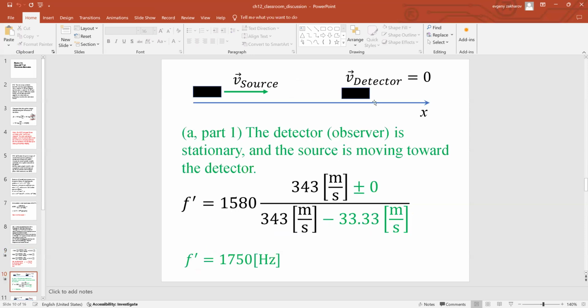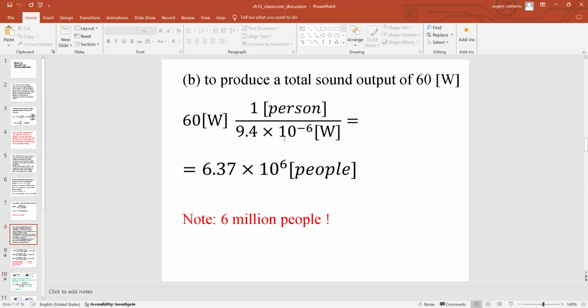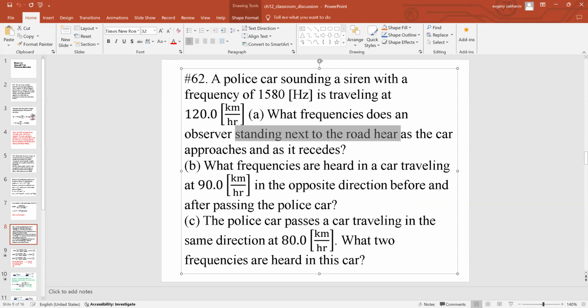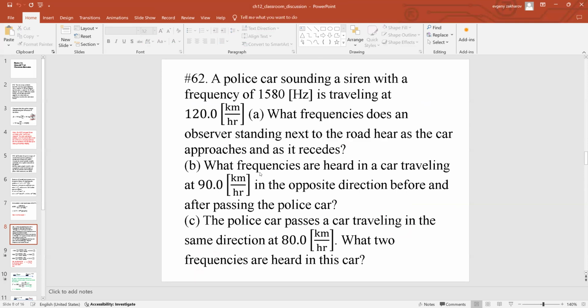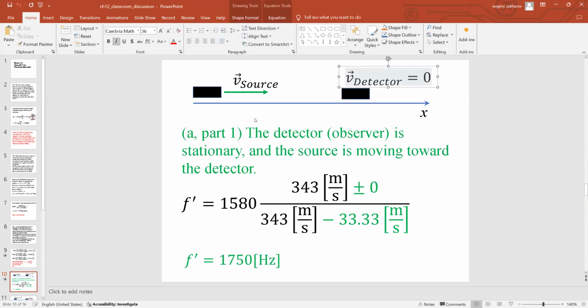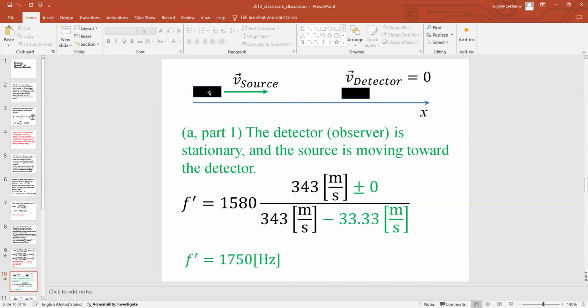So first part, the detector is standing still. Remember, it was a person standing next to the road, so your detector is not moving anywhere. And the police car is coming towards the detector. So the source that creates the sound is moving towards the detector.